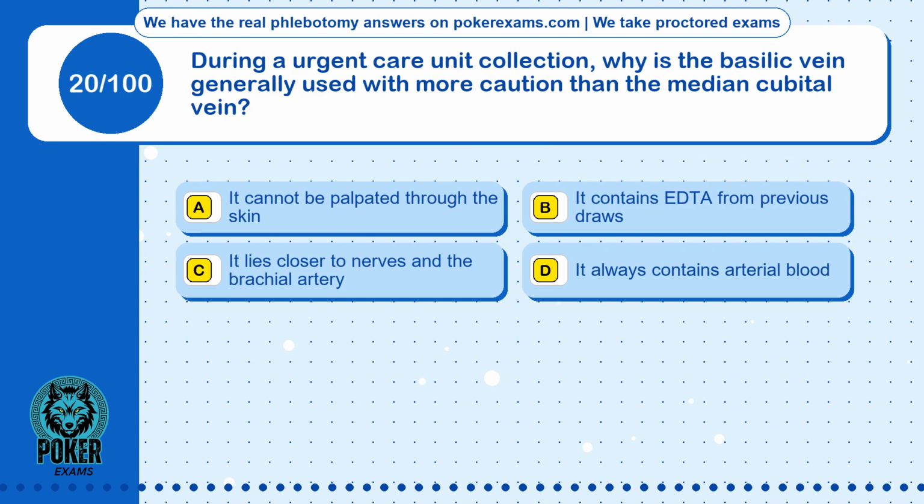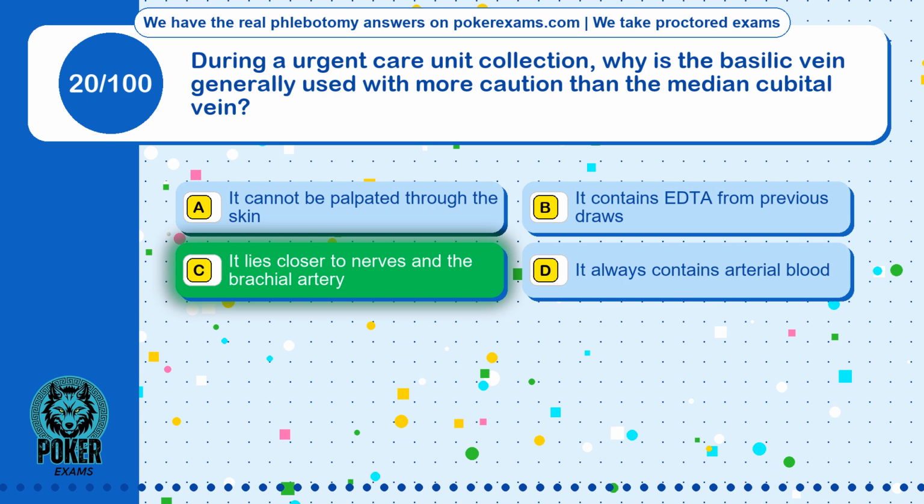Question 20. During an urgent care unit collection, why is the basilic vein generally used with more caution than the median cubital vein? Option A. It cannot be palpated through the skin. Option B. It contains EDTA from previous draws. Option C. It lies closer to nerves and the brachial artery. Option D. It always contains arterial blood. The correct answer is option C.